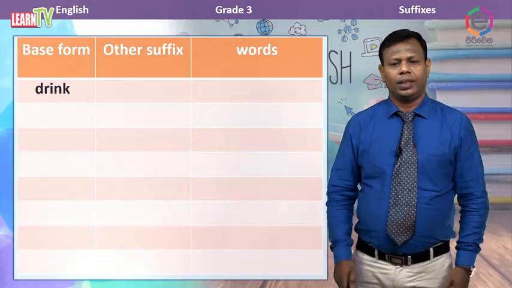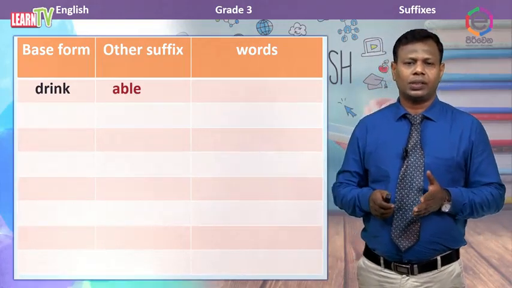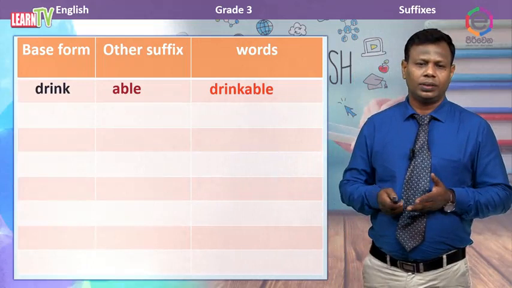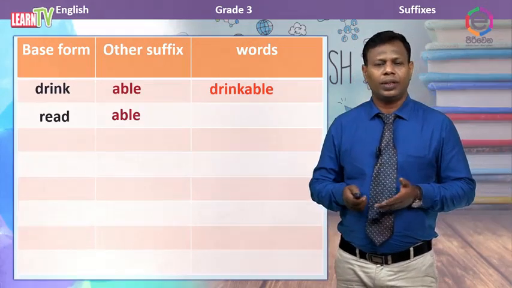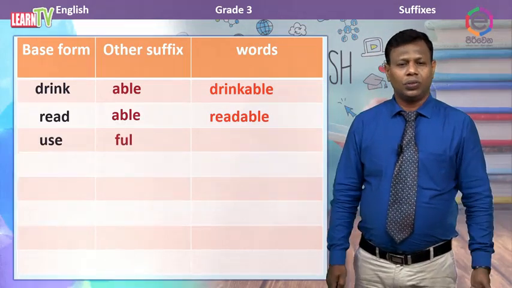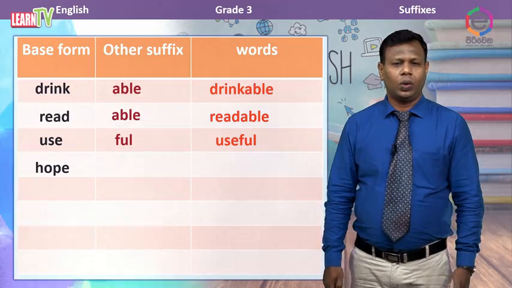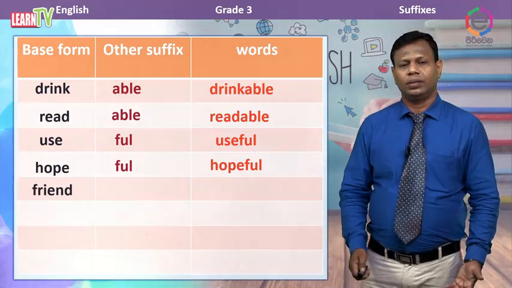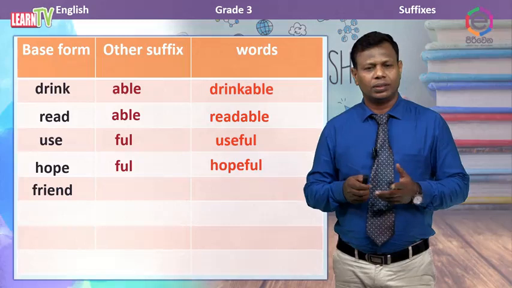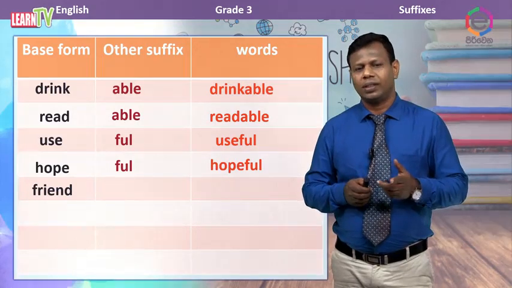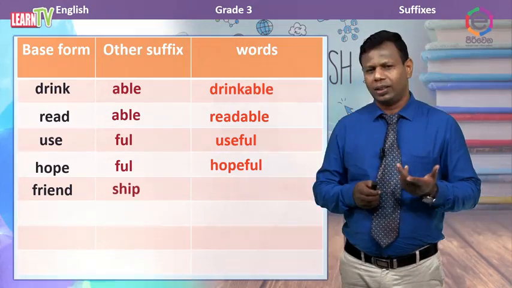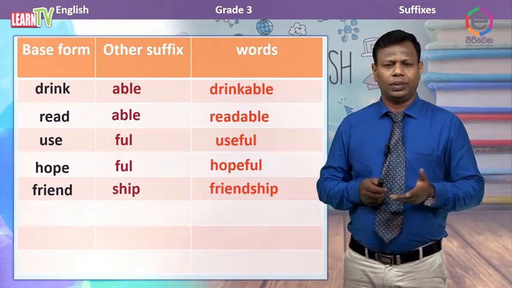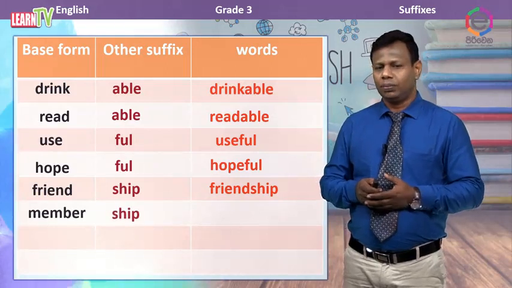Okay, let's see now how to use different suffixes. Drink, able, drinkable. Read, able, readable. Use, full, useful. Hope, full, hopeful. Friend, what suffix? Can you guess? It is not full. Ship, friendship. Member, ship, membership.